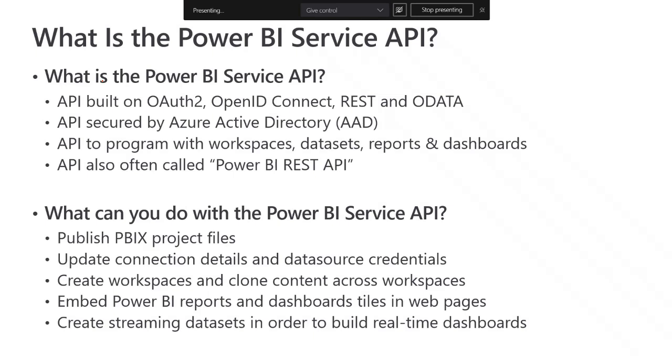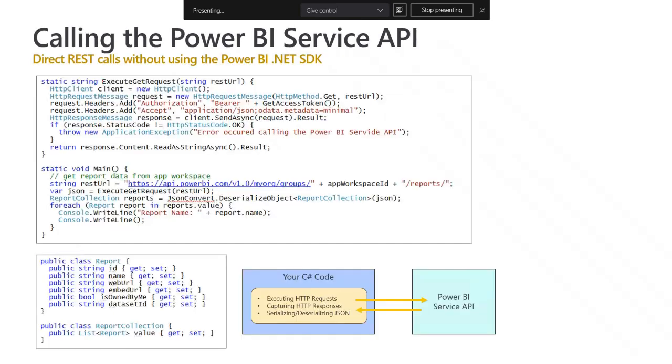But the Power BI Service API is a REST-based API that supports OAuth and OpenID Connect, and it allows us to call into Power BI and automate things like uploading PBIX files or getting data for embedding. Now, if you're not using .NET, and you don't have a library that helps you, you have to do the HTTP requests and handle the responses yourself. So here's an example of doing raw requests. And you can see that we're working way down at this level, creating HTTP requests, making the call across the network, and doing things like converting JSON back into a C# object.